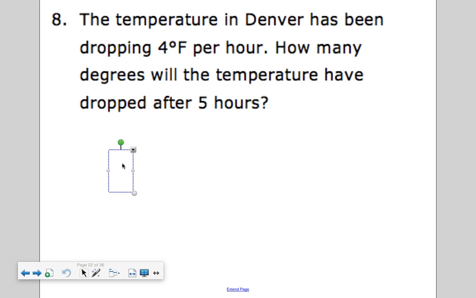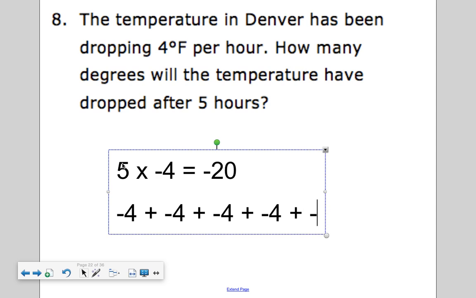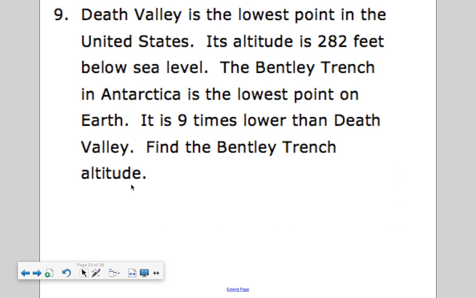The temperature in Denver has been dropping 4 degrees per hour. To represent it as an integer is negative 4. How many degrees will the temperature have dropped after 5 hours? So, in 5 hours, it drops 4 degrees each hour. So it will drop 20. Or negative 4 plus second hour drop negative 4, third hour drop negative 4, fourth hour negative 4, fifth hour drop negative 4, negative 20. That's a change.